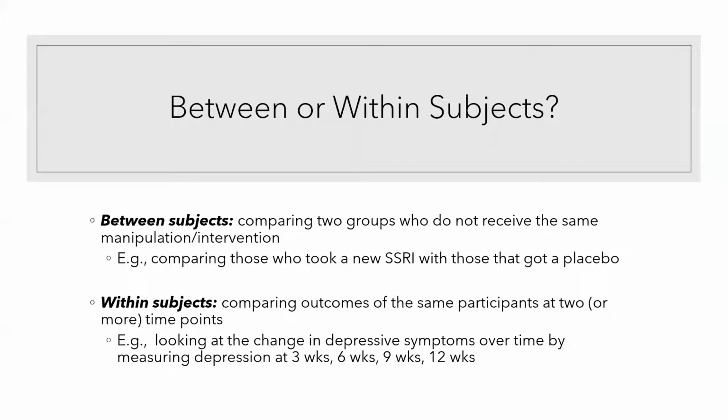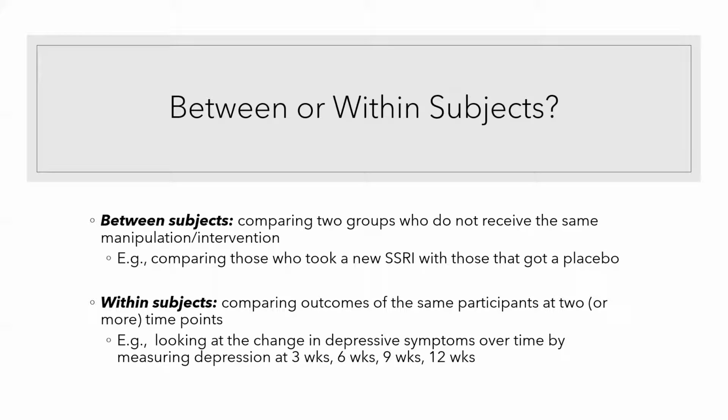Lastly, you can consider implementing a between subjects or a within subjects design. In the former, you compare 2 groups who did not receive the same manipulation or intervention or are different in another way. So for example, comparing the outcomes of those who took a new SSRI with those who got a placebo medication.